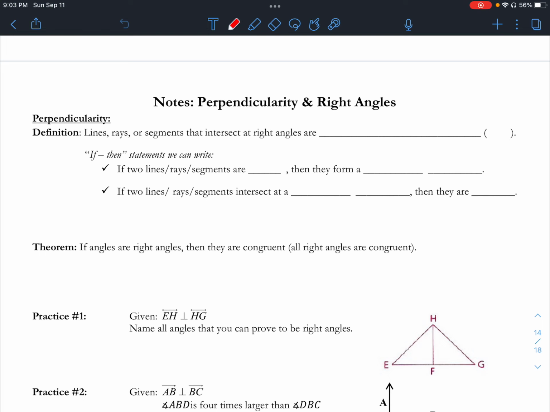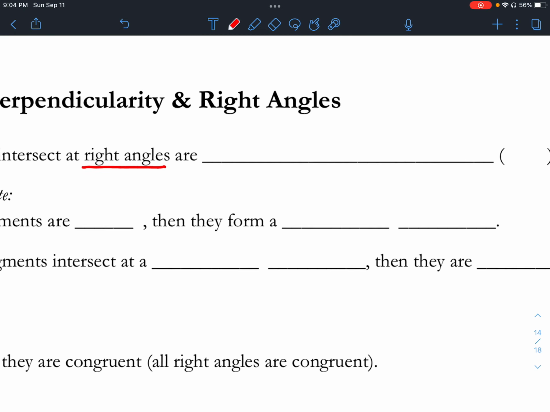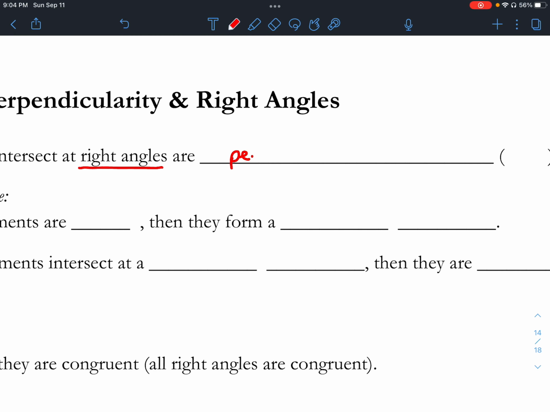but for today, I do need to get through some perpendicularity and right angle notes with you guys. So let's get going and see how this works. Lines, rays, or segments that intersect at what we call right angles, as you guys know, are 90 degrees. We give it a really fancy word that we are going to talk about today, called perpendicular.